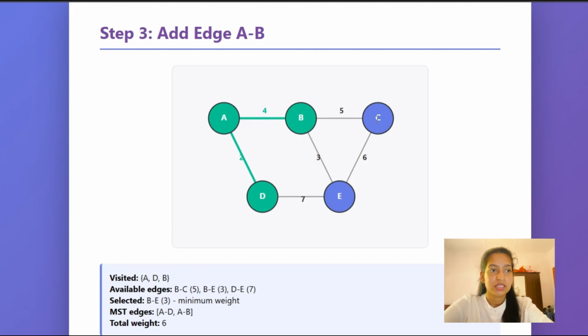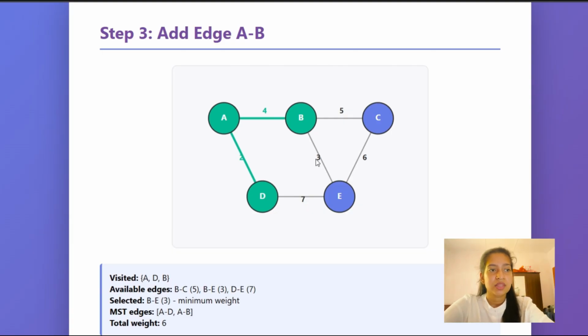From B, we can reach C with weight 5, or we can reach E with weight 3. From D, we can still reach E with weight 7. So our available edges are B to C with weight 5, B to E with weight 3, and D to E with weight 7.